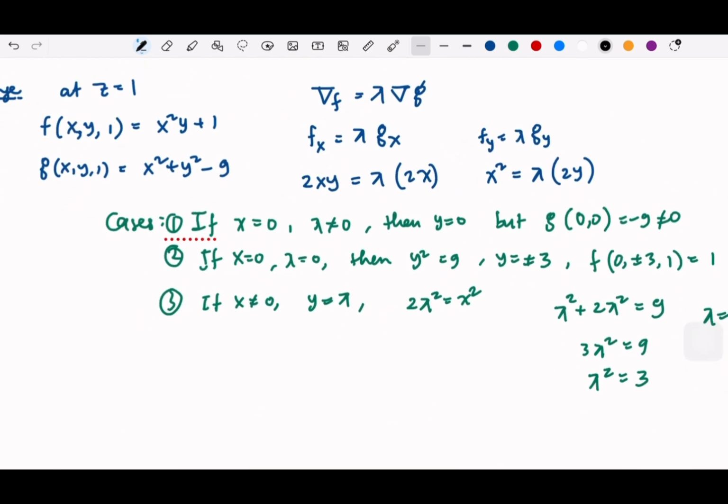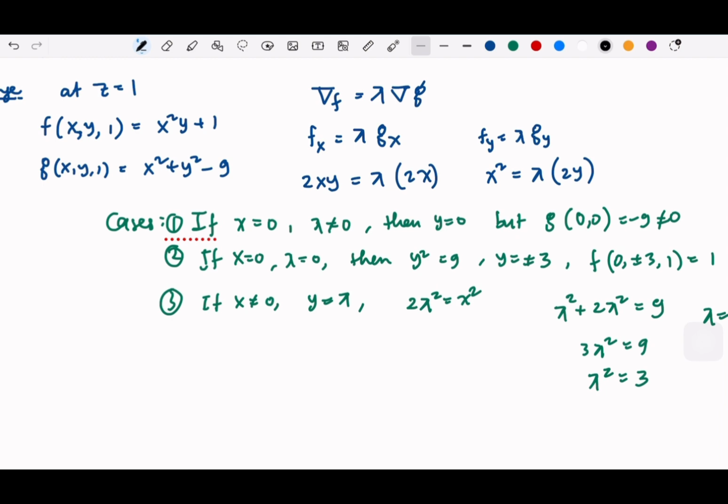Some of the cases. So we can have x equals 0, and lambda is not 0. So that is case 1. So if lambda is not 0, then y is also 0. Okay? But then, if we put this into our g, that's 0, 0. This will be equal to negative 9, which is not 0.